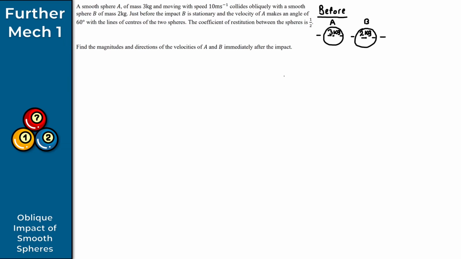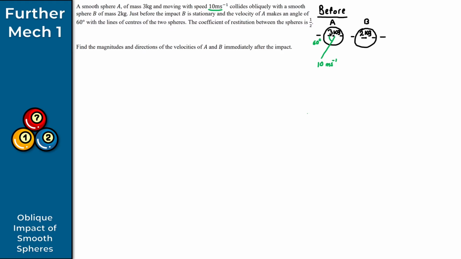So 2 kg. What else do we know here? I'll do this in a different color. What we also know here is that sphere A is moving with a speed of 10 meters per second, and it collides and makes an angle of 60 degrees with the line of centers of the two spheres. So basically, we'll get something like this, right? And this angle here is 60 degrees. Okay, as we've already mentioned here, it's moving with this speed here, so 10 meters per second.